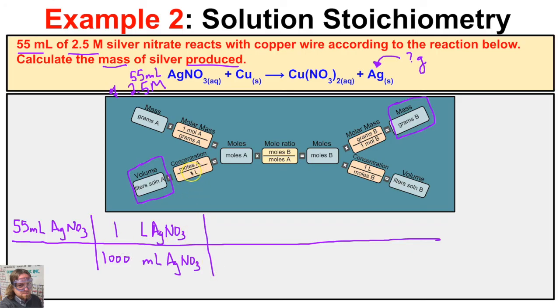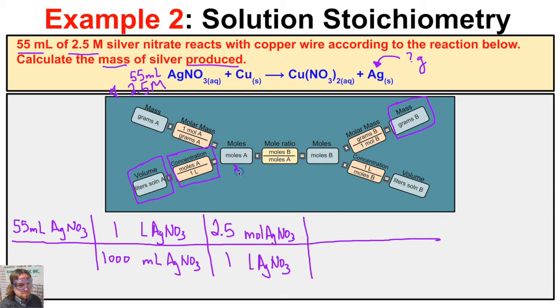Now what we have to do is multiply by our concentration. We're going to multiply by our concentration of our known stuff, which is 2.5 moles per liter, right? We know that the concentration is 2.5 moles per liter of AgNO3, and we want to cancel out liters of AgNO3, so we're going to put that at the bottom here. We want to convert this to moles of AgNO3, so we'll put that at the top, and it looks like the solution's concentration is 2.5 moles for every liter of solution. So that's going to bring us to this point right here.